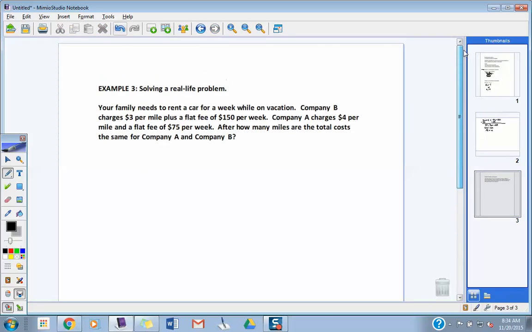All right, so let's run with this. Guys, we've looked at examples like this before. So again, we want to get used to this. How do you do this graphically? What's this look like graphically? Example 3 says your family needs to rent a car for a week while on vacation. It says company B charges $3 per mile. Holy cow, $3 per mile. Plus a flat fee of $150 per week. Company A is going to charge you $4 per mile and a flat fee of $75 per week. After how many miles are the total costs the same for company A and company B?